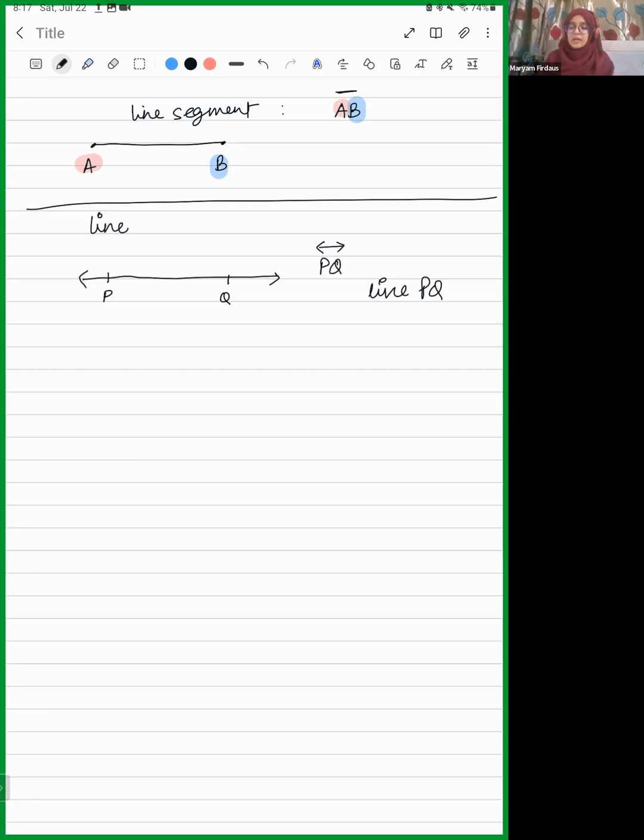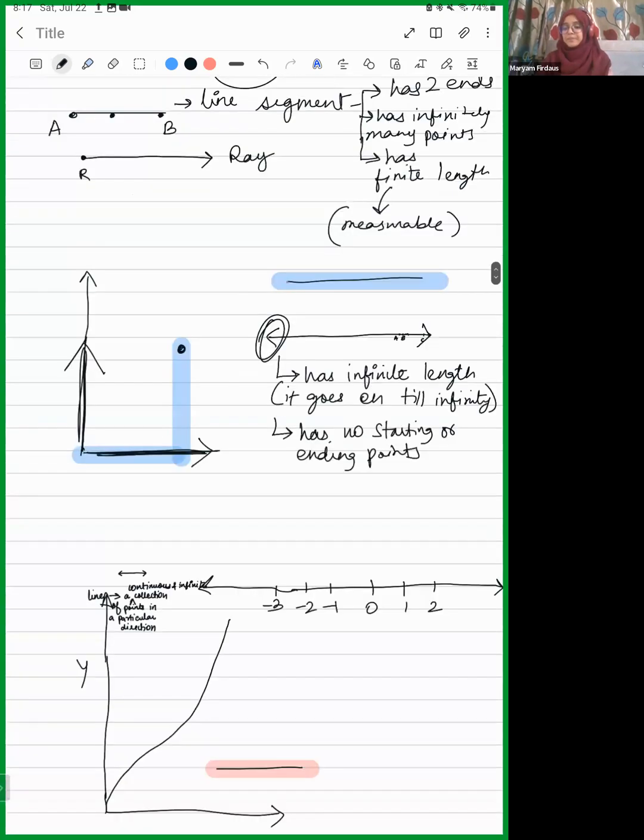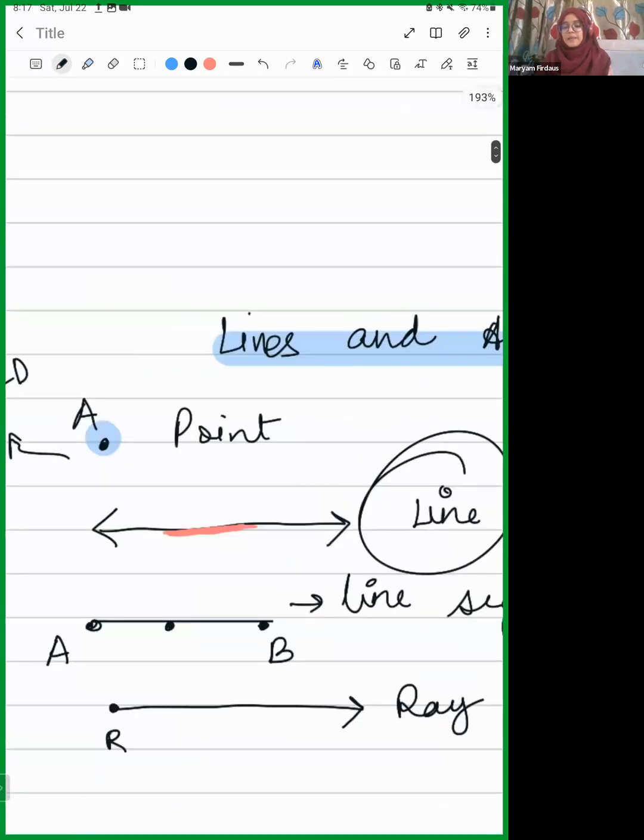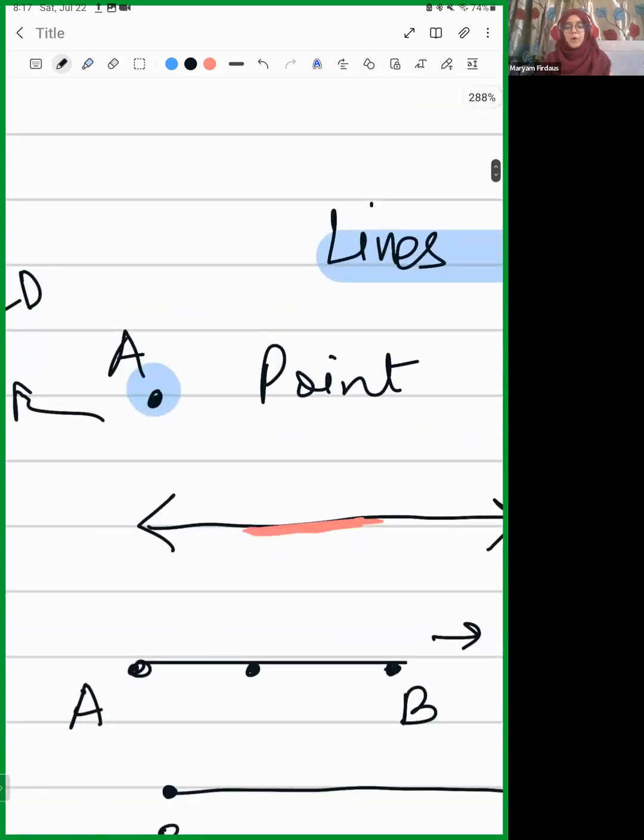Okay, now let's talk about the third thing, which was ray. For a ray, it's going to be a combination of line segment and line. Why? Because it has a starting point, but no ending point. So you have a starting point, let's say it is R, but can you just say R is a ray? No, because R is a point. Whenever you have just one letter, remember that it is the name of a point. Just like over here we saw, just one letter means it is the name of a point.